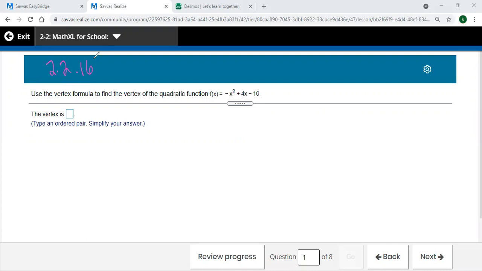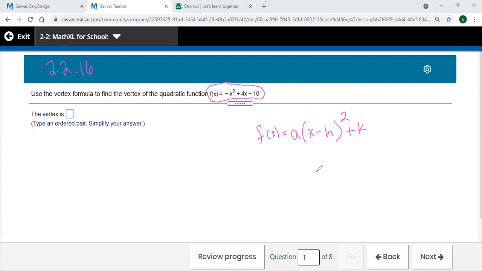What we're trying to do here is to use a vertex formula to find the vertex of this function, f of x equals negative x squared plus 4x minus 10. Now, the vertex formula, or vertex form, has that a times x minus h squared plus k, with the stretch factor a out front. So when it says use the vertex formula, that means getting into this form.